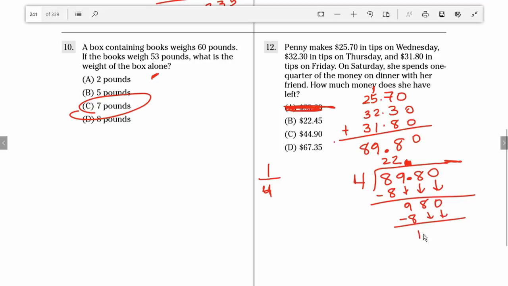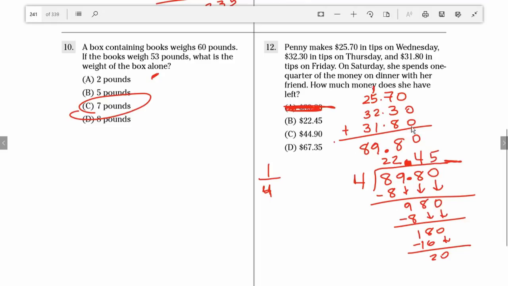Drop down that 8. Drop down that 0. 4 go into 1? It doesn't. Does 4 go into 18? It does. 4 times 4 times 4 is 16. 18 minus 16 is 2. Drop down this 0. 4 goes into 20 5 times.